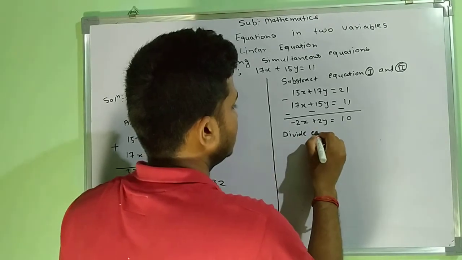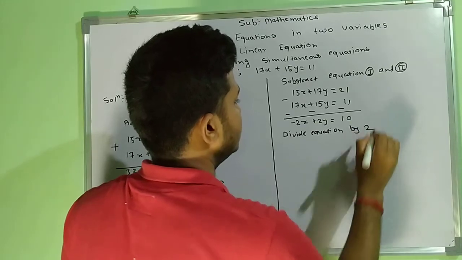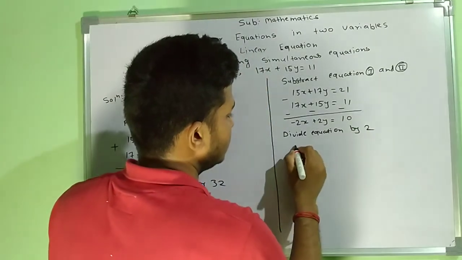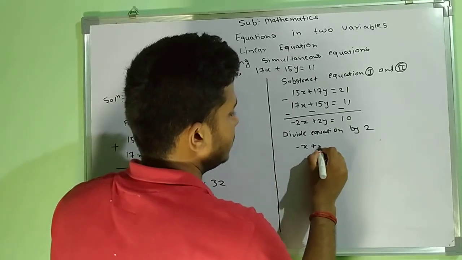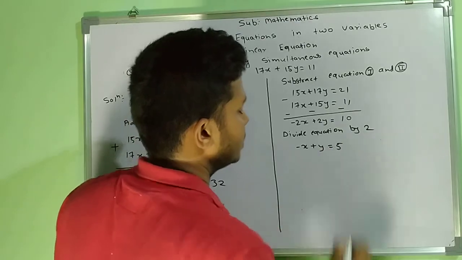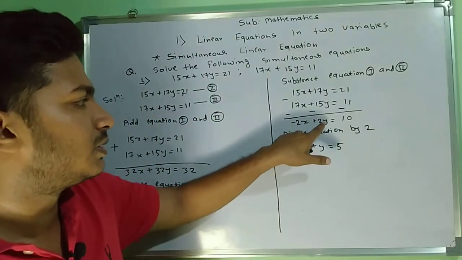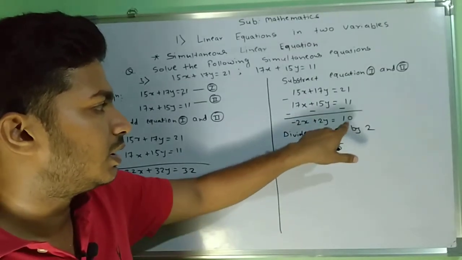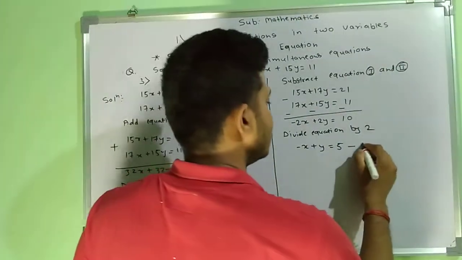Divide that equation by 2. So after dividing that equation by 2, what we got? We will get minus x plus y, which is equal to 5. After dividing that minus 2x, that minus 1 will remain. After dividing that 2y, we will get only y. After dividing that 10, we will get 5. Now we will make that equation as equation number 4.